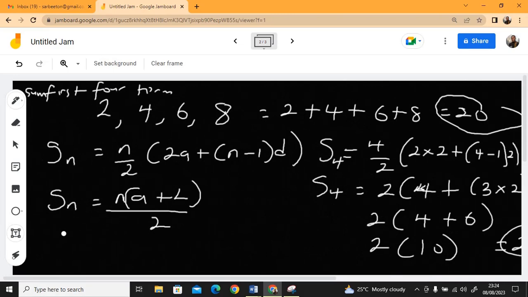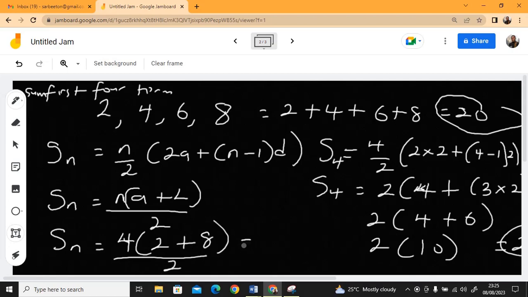The second one, if you are given only the first term and the last term, in some cases they always give you the first term and last term. Looking for the first 4 terms, it means my n is 4, so I will put 4 here. My first term is this number, that is 2, plus the last term, which is 8, all over 2. Now 2 plus 8 is 10, divided by 2 is 5, and 4 times 5 will give me 20. So that is the formula to calculate the sum of terms in an arithmetic progression.